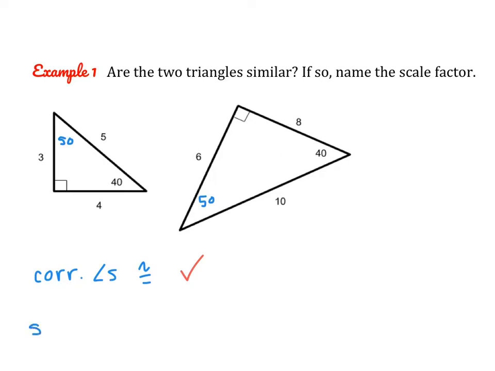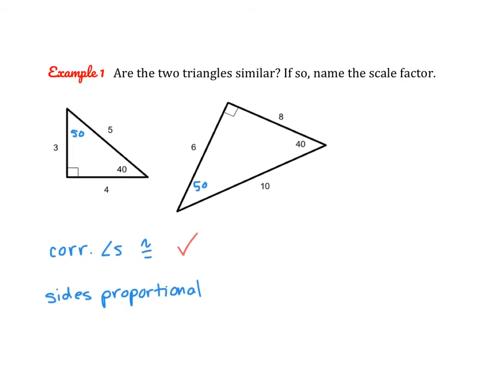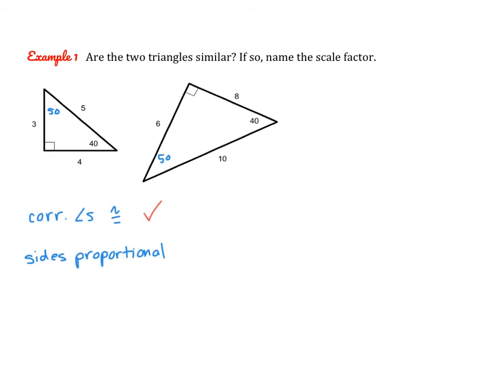Now the next thing we need to check is that the sides are proportional. I'm going to create a ratio for each of the corresponding sides. You can see that this second triangle is kind of twisted, so you have to make sure you match up the sides correctly. Let's first figure out which side would go with the side length 4. I see that 4 is between the 90-degree angle and the 40-degree angle. If I look at the other triangle, I see that 8 is between the 90 and 40. So those are the corresponding sides.